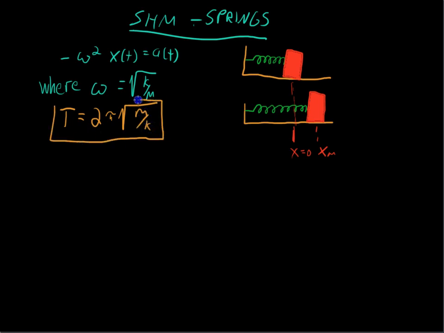I'm going to box this so that you can put it on your cards. And this just comes from the idea that omega is equal to 2 pi times f. So we could solve for f, the frequency here, and it would be 1 over 2 pi. So f would be equal to 1 over 2 pi times the square root of k over m. And then we just flip that around to get what the period is. So that's good. This is the equation that we'll primarily be using.